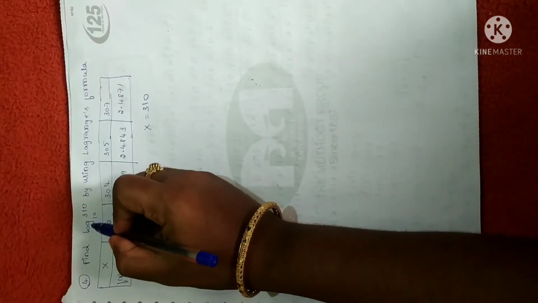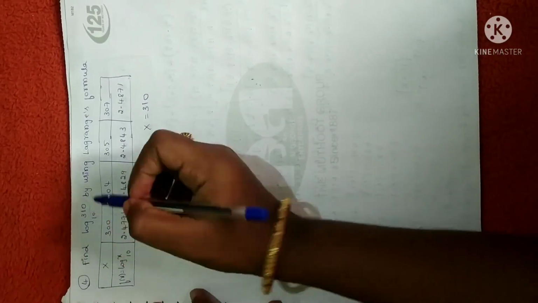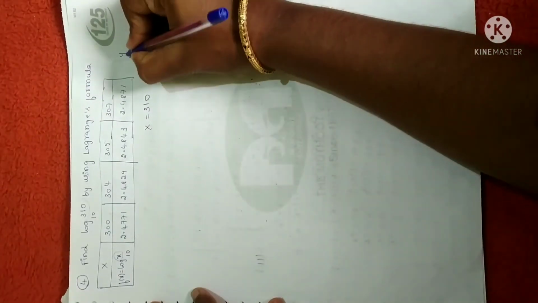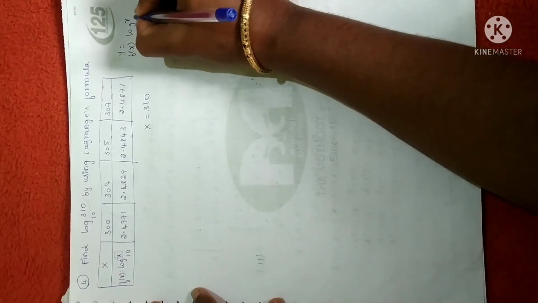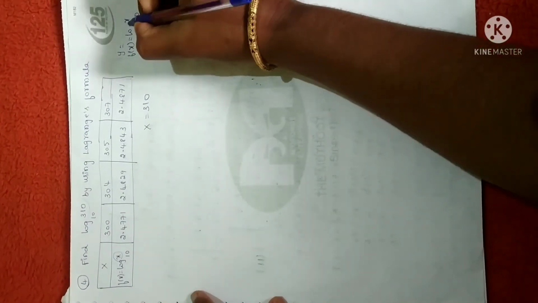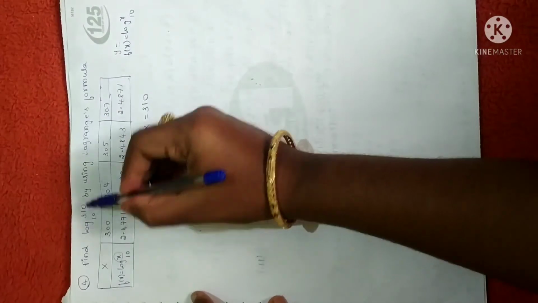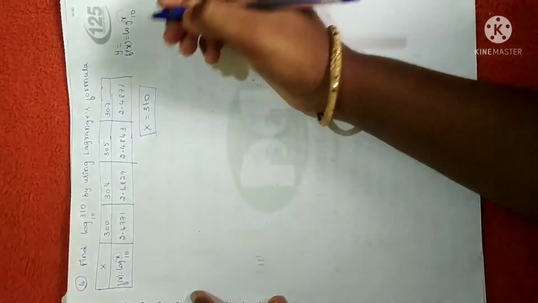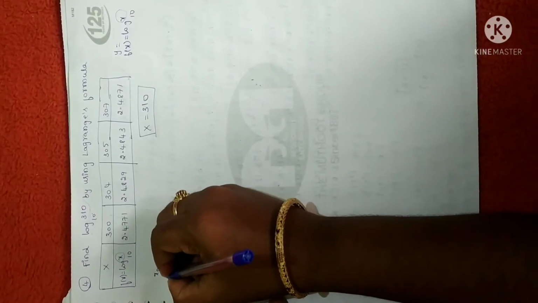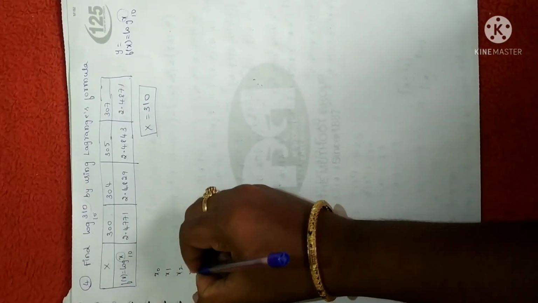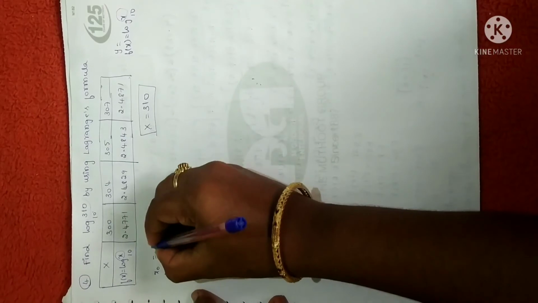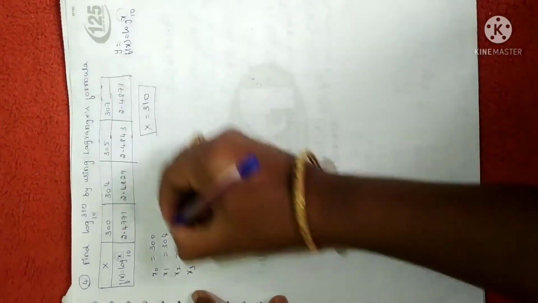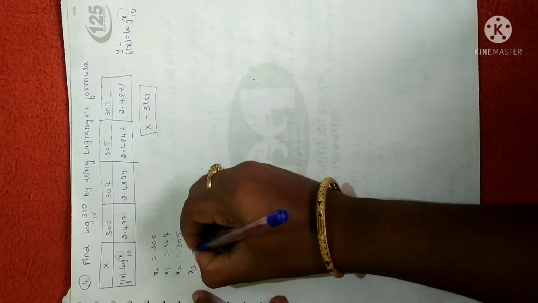Why? Because the x value is what we have to find. The function y is equal to f of x, which is log x base 10, is given. So in place of x we have 310 in the problem, right? So x will be 310. Now make a list of x0, x1, x2, x3. So x0 is 300, x1 is 304, x2 is 305, x3 is 307 as usual.